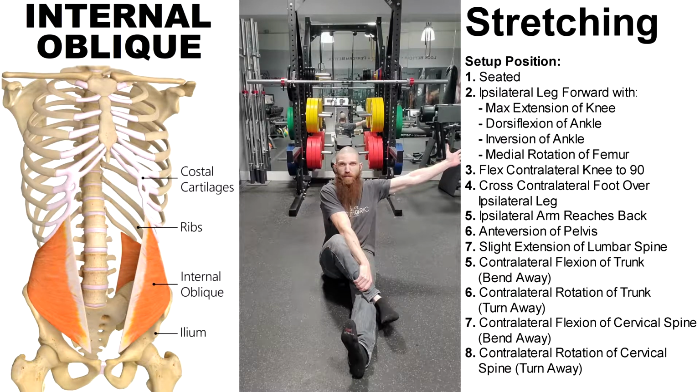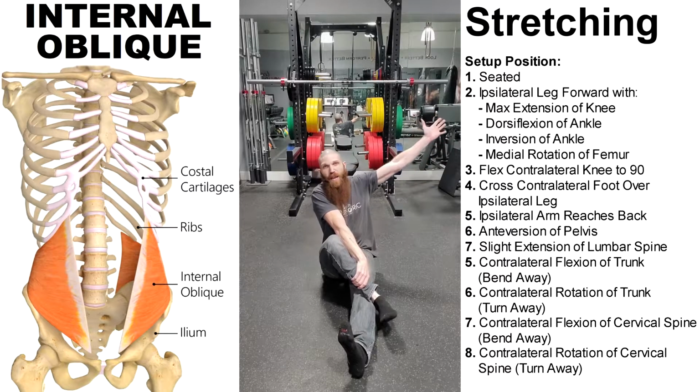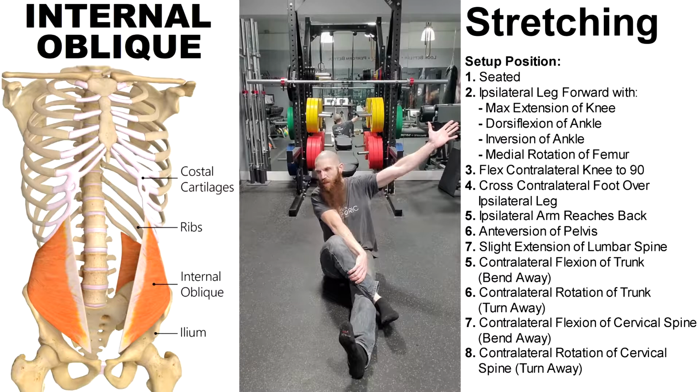And we want to do a contralateral side bend by bending away from the side that we're stretching, contralateral rotation by rotating away from the side that we're stretching. And then at the cervical spine, we're going to mimic what we did at the spine. We're going to do a contralateral side bend by bending away from the side that we're stretching, contralateral rotation by rotating away from the side that we're stretching. And this is the myofascial stretching exercise for the internal oblique muscle.